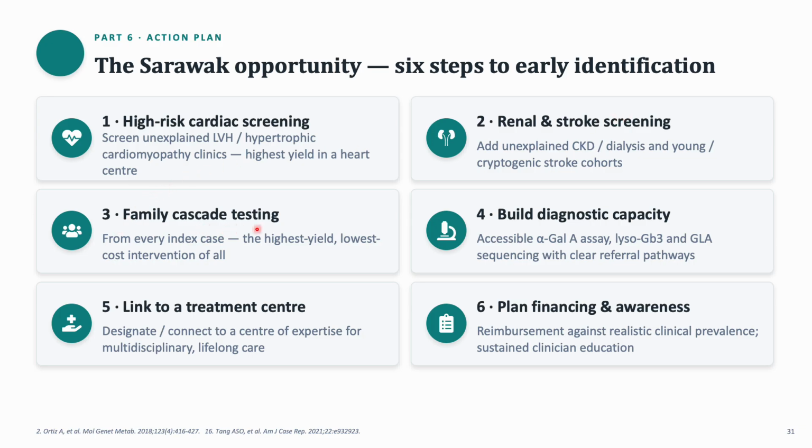Third is family cascade testing. For every index case, it has the highest yield, a low-cost intervention for all. The fourth is to build diagnostic capacity: alpha-GLA assay, lyso-Gb3 assay, GLA sequencing with a clear reference pathway. Fifth is linking to a treatment center: design and connect a center of expertise for multidisciplinary lifelong care. The sixth, and the most important part, is financial awareness: reimbursement against realistic clinical prevalence. Sustained clinical education is the opportunity.